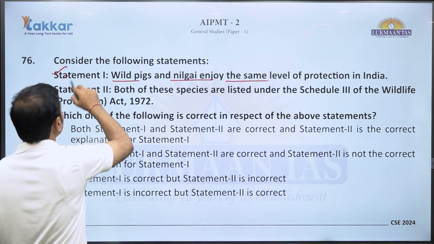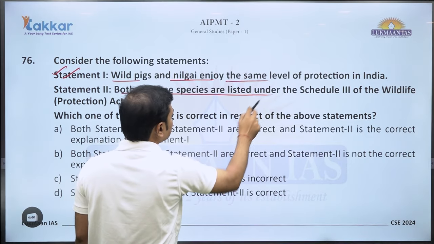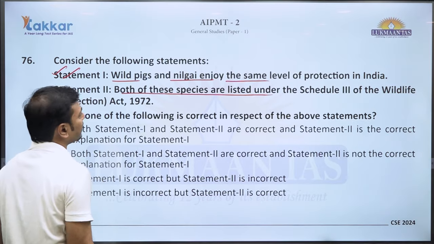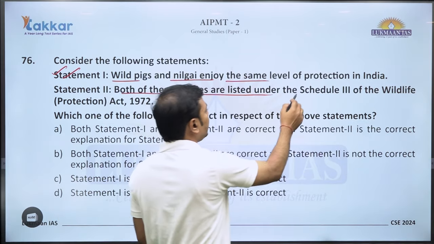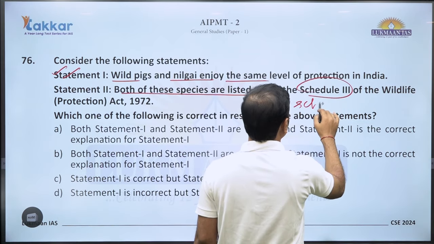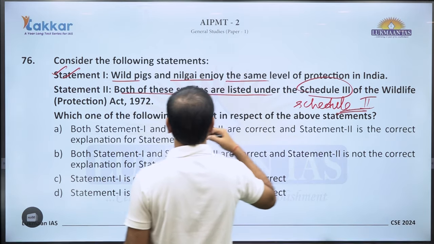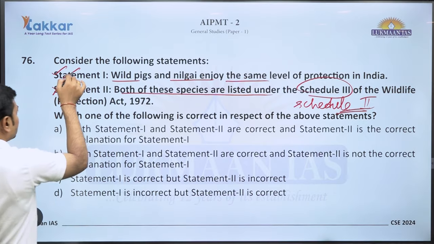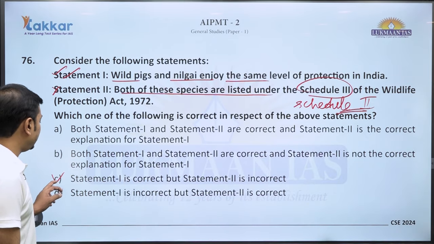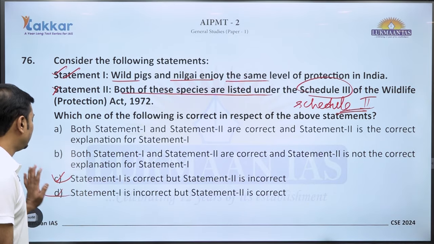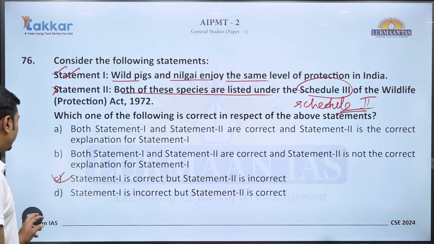This is true, but both of these species are listed in Schedule 3 of the Wildlife Protection Act. No, it is not Schedule 3, it is Schedule 2. Protection level same hai, but Schedule 2 mein hai. This is incorrect. One statement is correct. Theek hai, toh C is the correct answer. Theek hai? C is the correct answer. Fine.